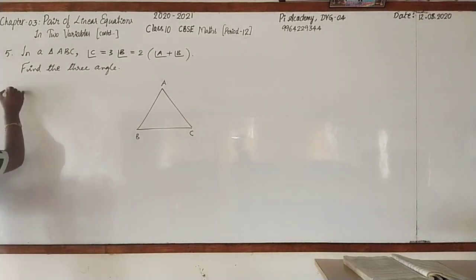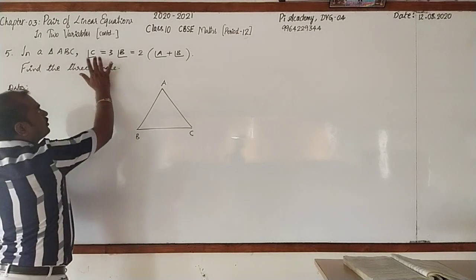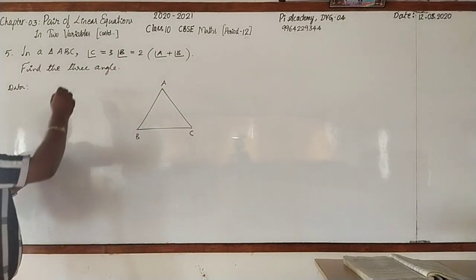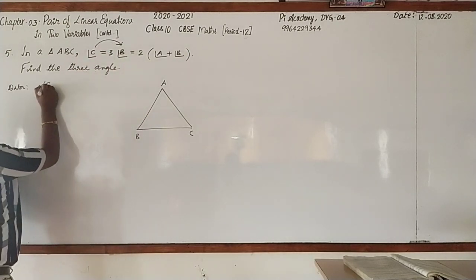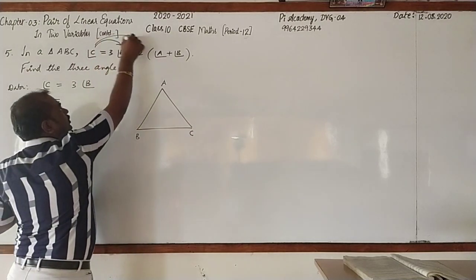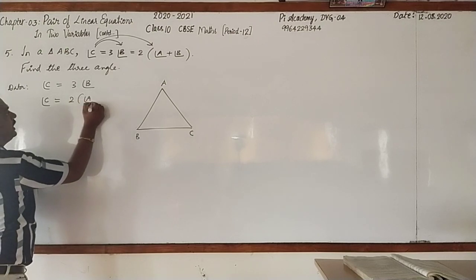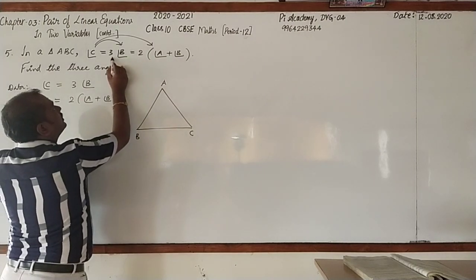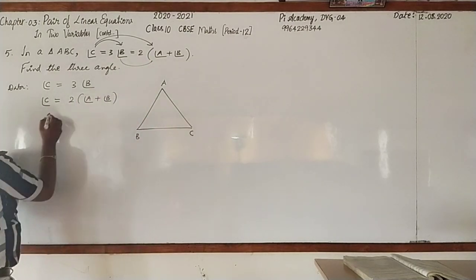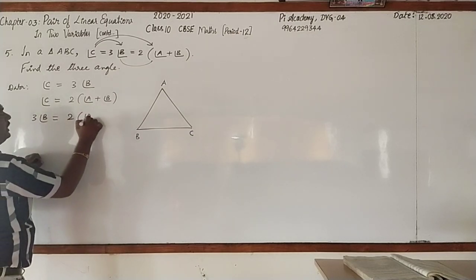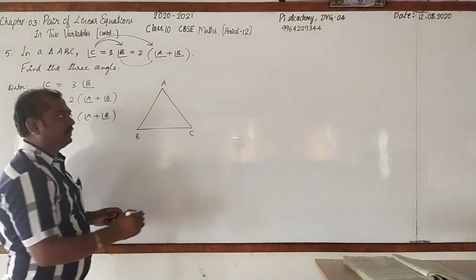Yes, please start writing with me. Here, first I'll write the data. What has been given? Angle C equal to 3 times of B, which is equal to 2 times of A plus B. What does it mean? See, it means angle C is equal to 3 times of angle B. Angle C is also equal to 2 times of angle A plus angle B. Not only this, even 3 into angle B is equal to that. That is 3 into angle B is equal to 2 times of angle A plus angle B. Got it? It's very simple.